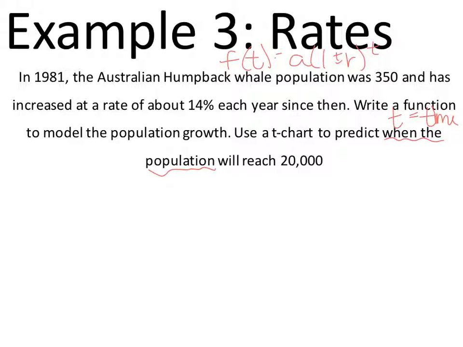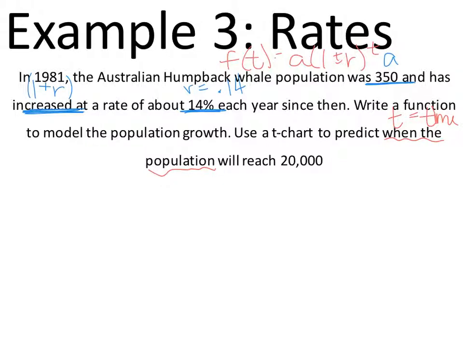So first thing I notice is that I started with 350 humpback whales. So that's going to be A. They give me 14%. So my rate, remember if we move the decimal 2 places, it'll be 0.14. So that's going to be what I put into my actual equation. Because I'm increasing, remember I have to decide whether to do 1 plus my rate or 1 minus my rate. Since I'm increasing, I'm going to do 1 plus r.